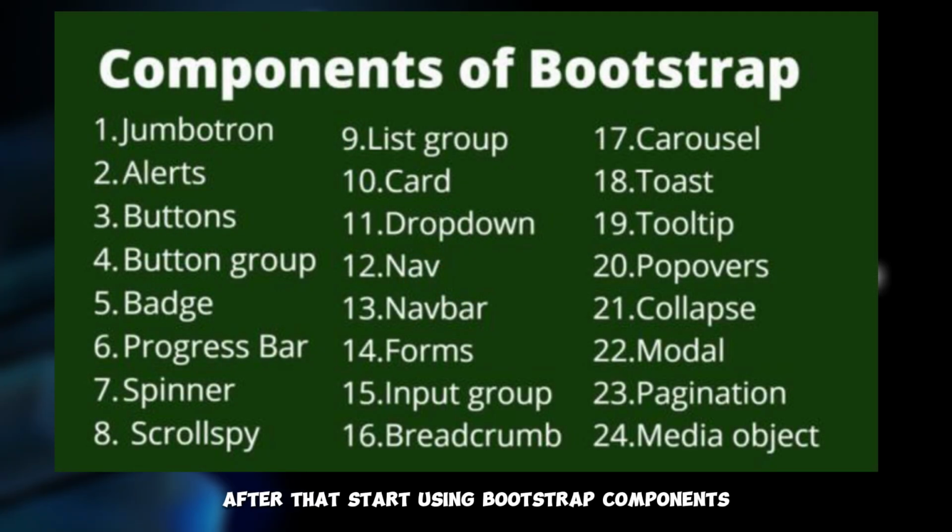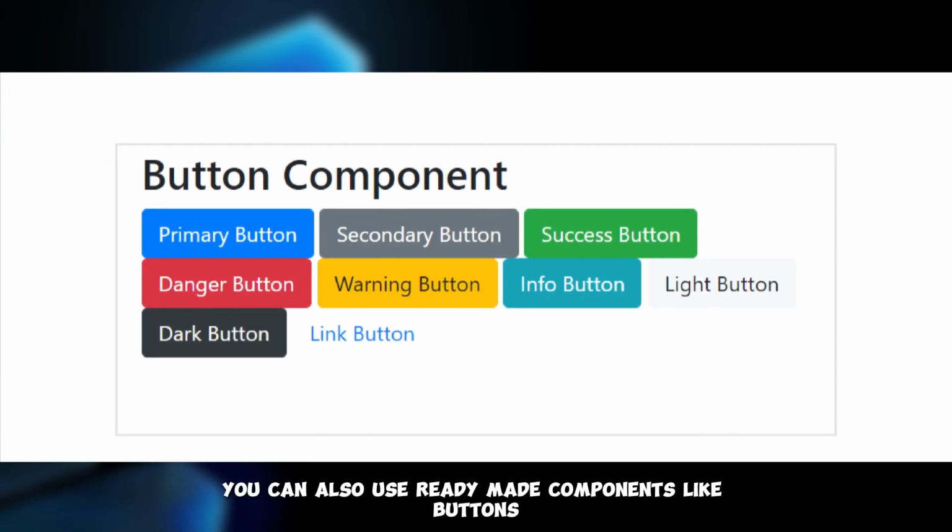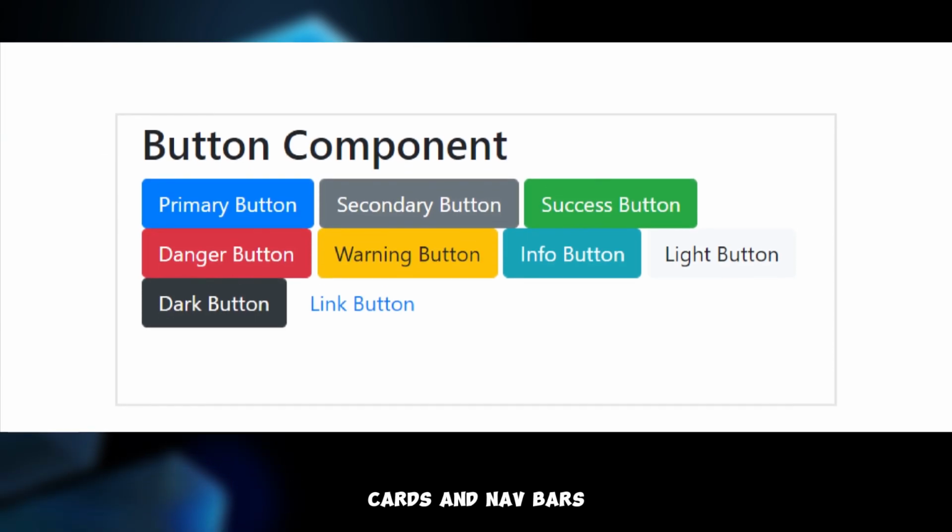After that, start using Bootstrap components. Add classes like container, row, and col to build layouts. You can also use ready-made components like buttons, cards, and navbars.